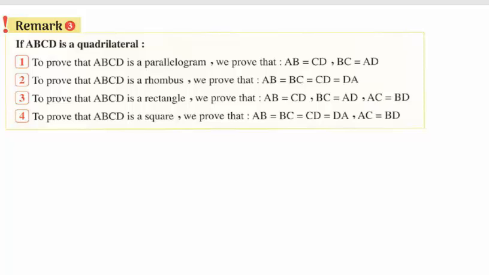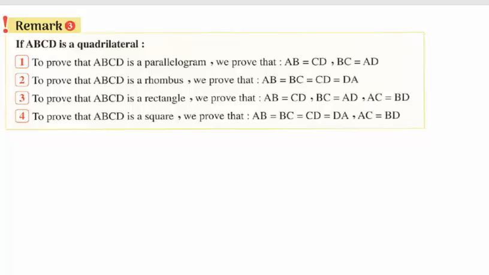What is the difference between the rhombus and the parallelogram? The rhombus is a parallelogram whose all sides are equal in length. So to prove that ABCD is a rhombus, I should prove that AB is equal in length to BC and CD and also DA or AD. Let's move to the next one, how to prove that ABCD is a rectangle.